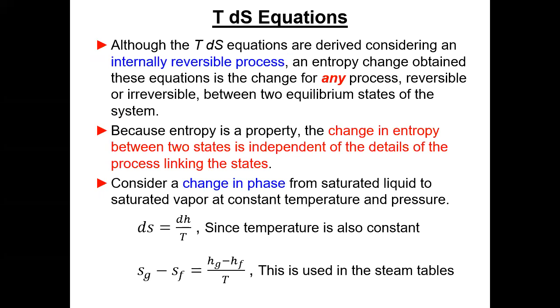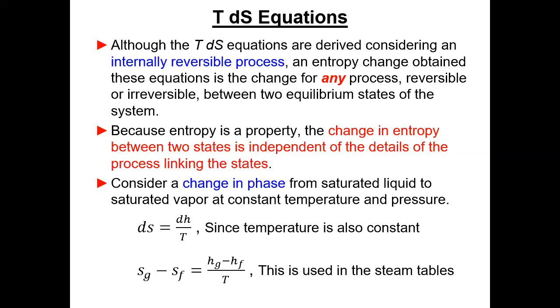Okay, TdS equations. Although TdS equations are derived considering an internally reversible process, an entropy change obtained from these equations is valid for any process. So this is where we generalize, reversible or irreversible, between two equilibrium states of the system, and that's because they only involve properties. Because entropy is a property, the change in entropy between two states is independent of the details of the process linking the states. We've said that about 300 times today.